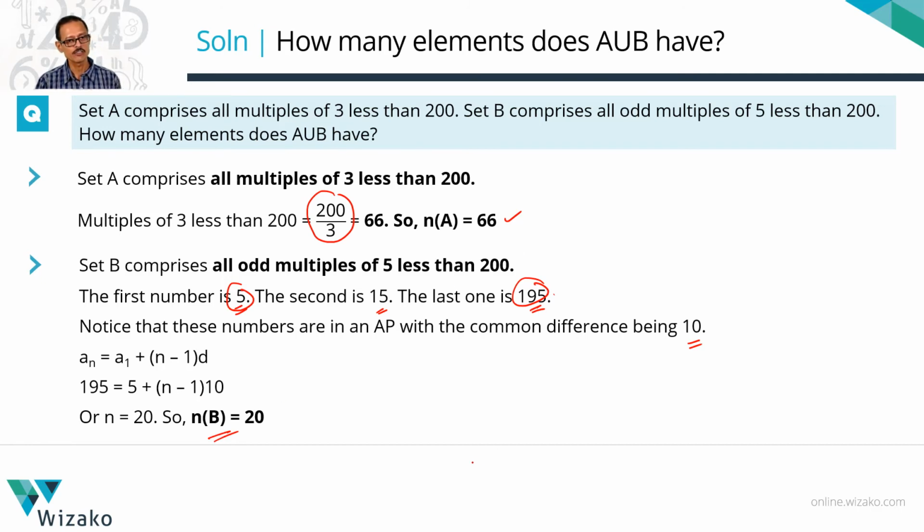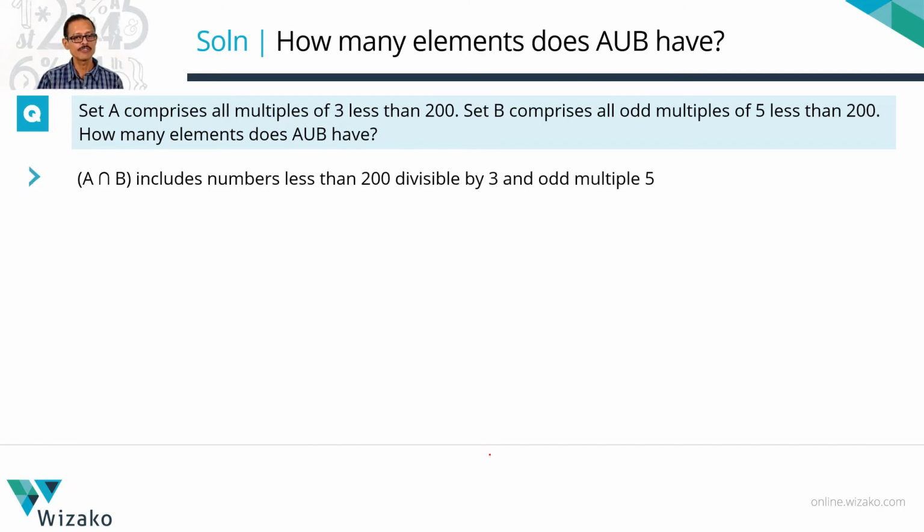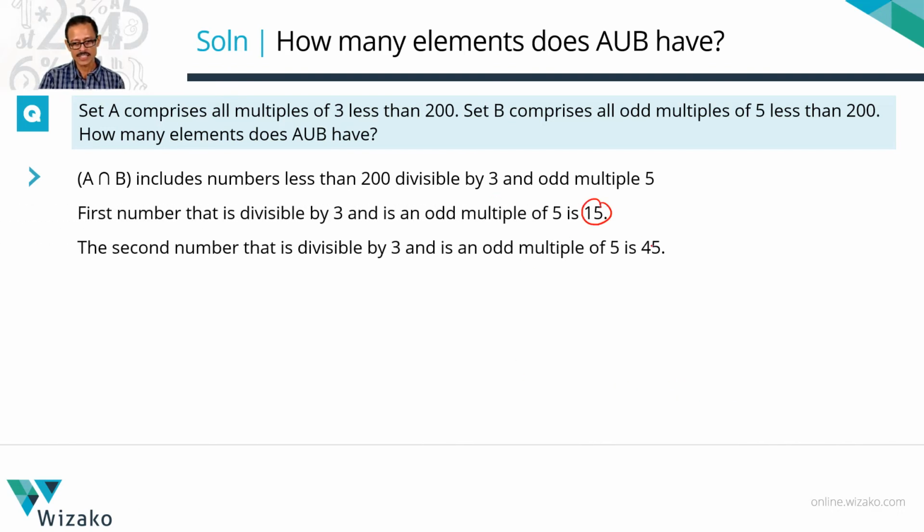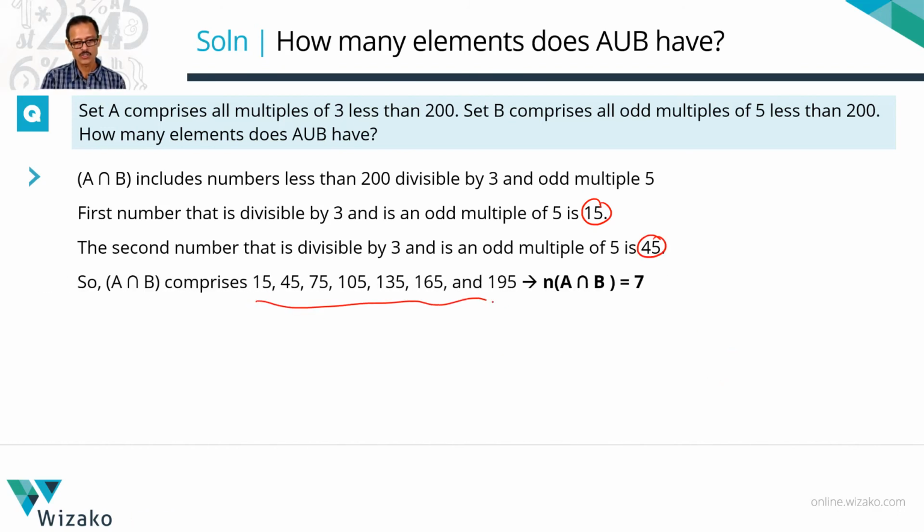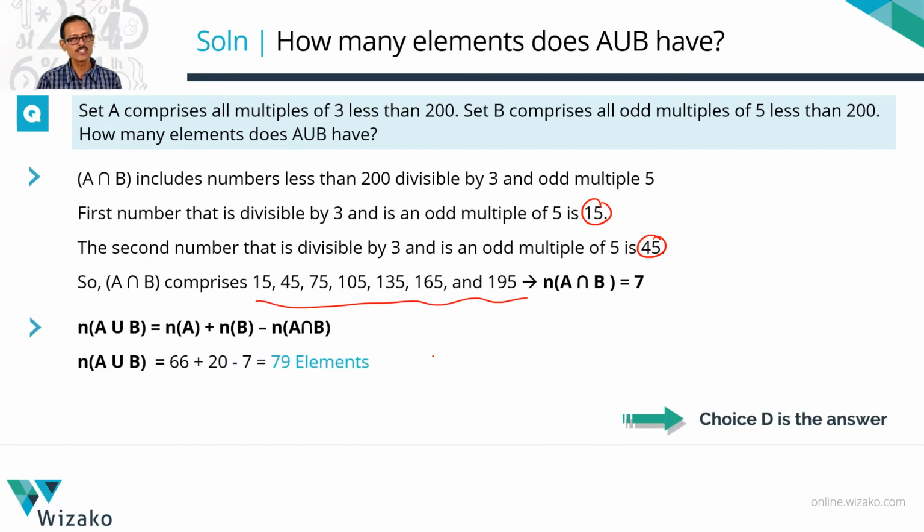So n of A done, n of B done. We're moving on to computing n of A intersection B. Numbers less than 200 divisible by 3 and odd multiples of 5. First such number is 15. Second one is 45. Third one is 75. The entire listing is here. So how many such numbers are there? 7 numbers. We just hand counted them. N of A union B. Plug in all these values into the formula. We get 79 elements in n of A union B. Choice D is the answer to this question.